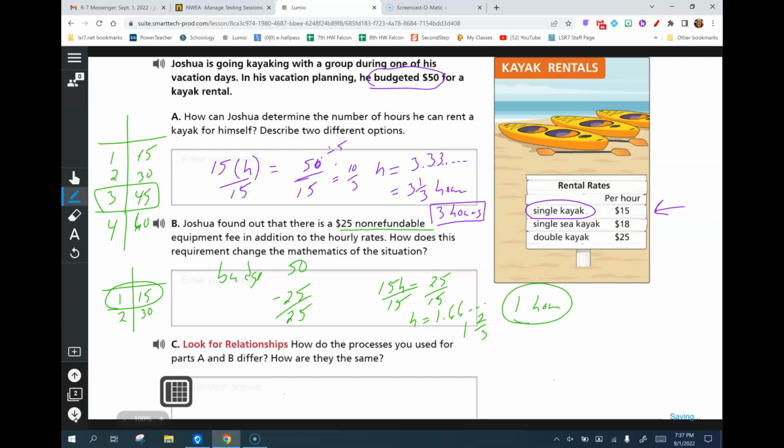Okay, look for relationships. How do the processes you use for parts A and B differ? How are they the same? So the way they differ is that in B, you had a flat fee you have to pay, and then you could use the remaining to find out, whereas in A, there was no flat fee. How are they the same? You had to divide on both, if I'm solving the equation.